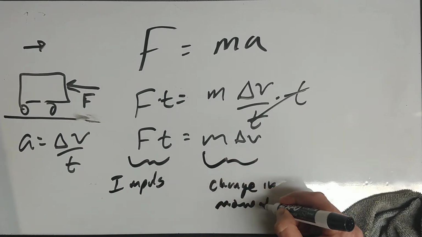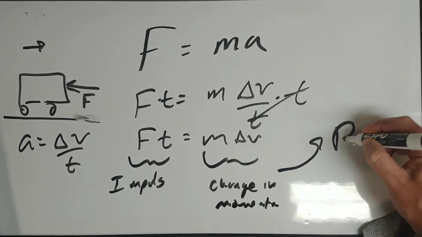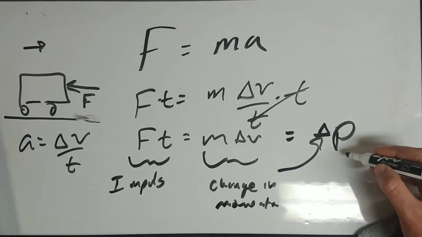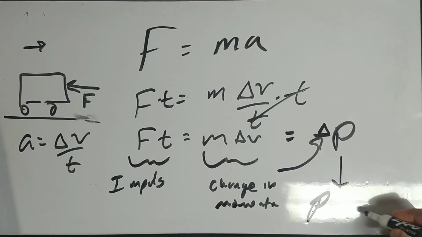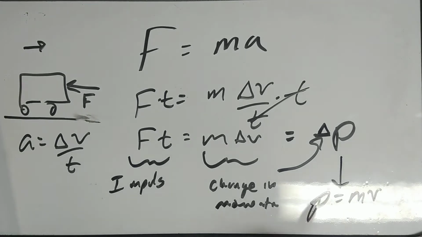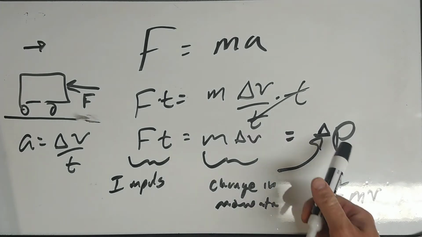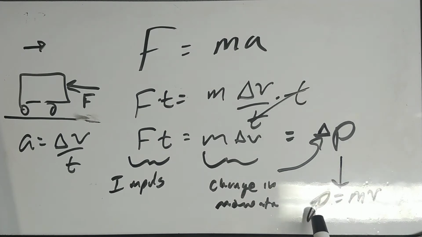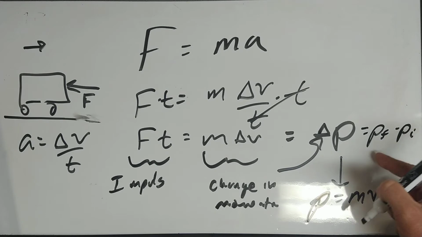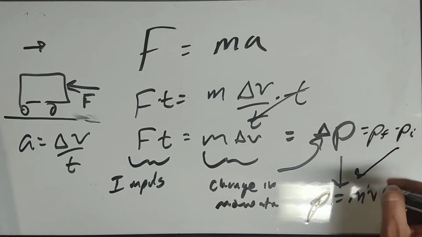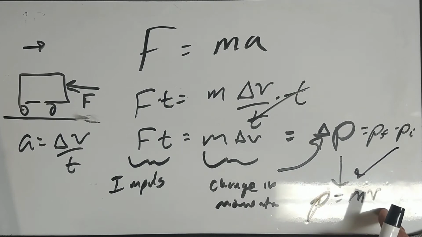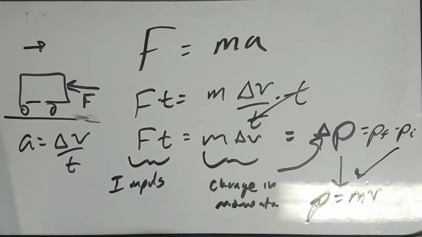momentum, which is delta p, right? P at some point in time is simply the mass times the velocity at that time. Delta p would be p final minus p initial. Final momentum minus initial momentum. So the momentum at some individual time is simply the mass times the velocity of the cart at that time.